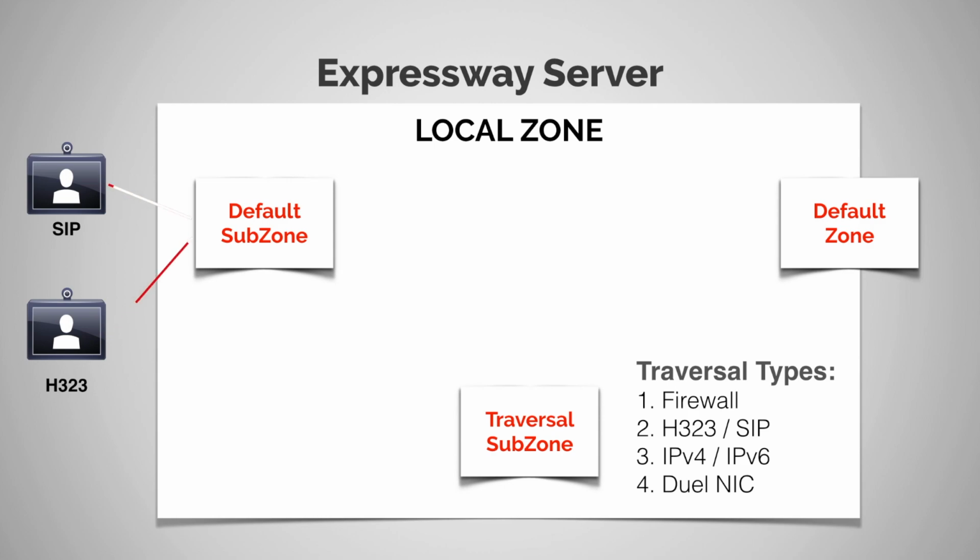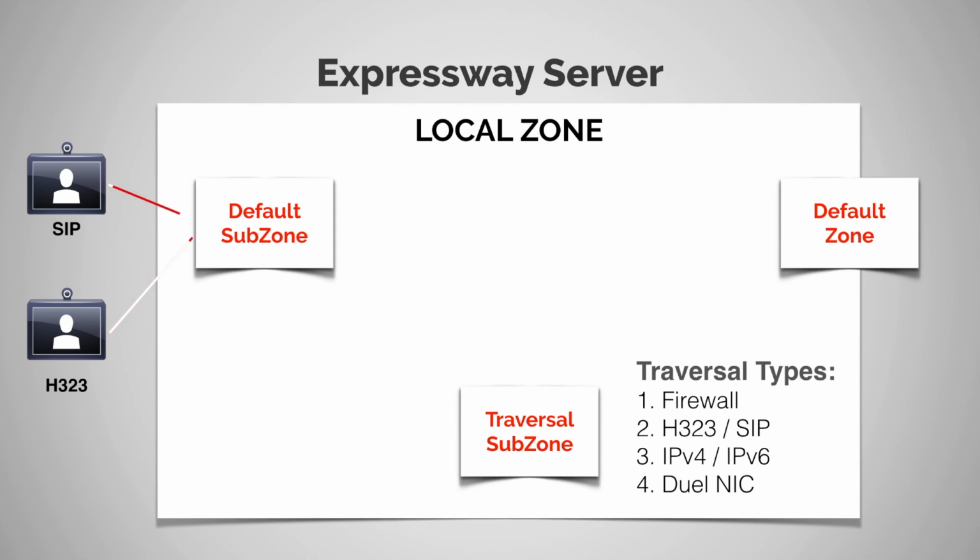Now, we also have what's called default links, and links are logical connections between subzones or between a subzone and a zone. And you have 3 default links automatically on any Expressway out of the box. You have a link from the default subzone to the default zone, from the default subzone to the traversal subzone, and from the traversal subzone to the default zone. Now, without a link, you have no logical connection, and therefore calls cannot connect.